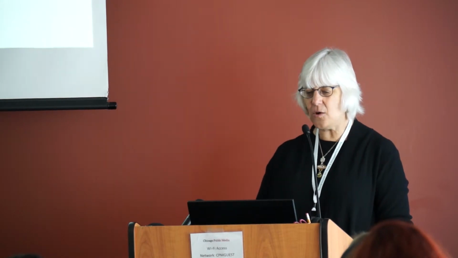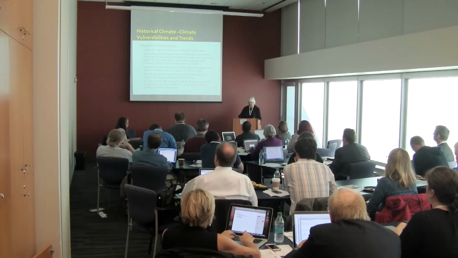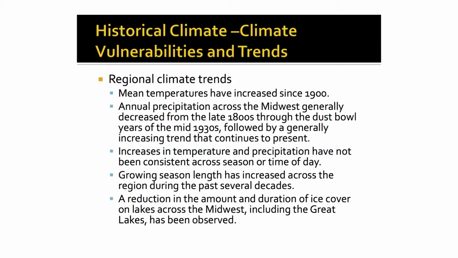Okay, but let's talk a little bit about future climate projections for the Midwest, taking off where Dawn left off. So if we look at trends, just to repeat some of the trends that you saw a minute ago, for our region, for the most part, temperatures have increased since 1900, and annual precipitation across the Midwest decreased in the late 1800s through the Dust Bowl of about the mid-1930s, followed by a general increasing trend that continues to present.